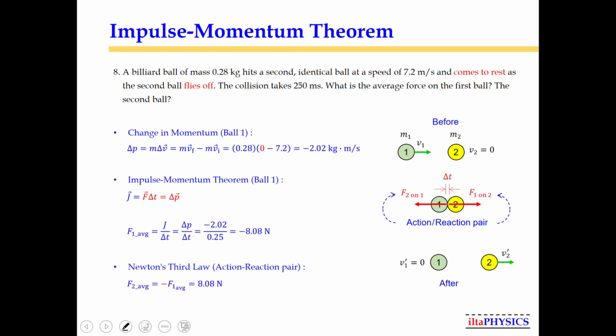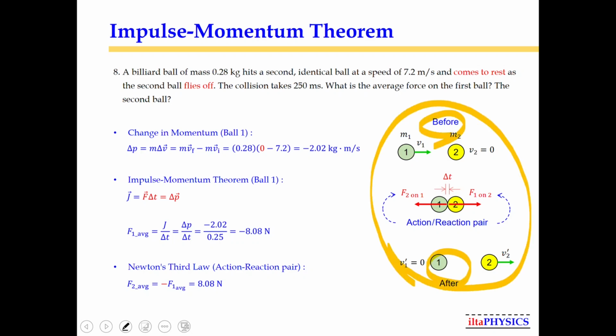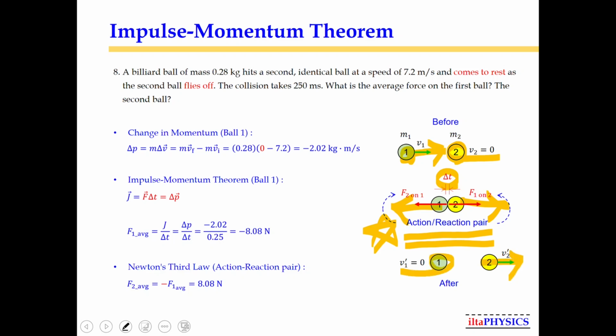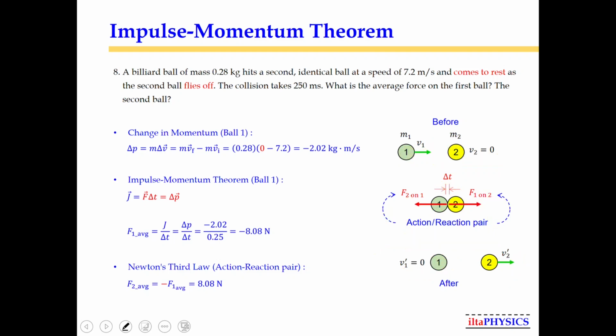For collision problems like this, a great way to start is by drawing a before and after diagram just like the one on the right. Before the collision, the first ball is moving to the right toward the stationary second ball. During the collision, which lasts 250 milliseconds, each ball exerts an equal amount of force on the other. This is explained by Newton's third law, the law of action and reaction. After the collision, the first ball stops, and the second ball moves to the right. For collision problems, please remember once again that coming to a stop means the velocity is 0.